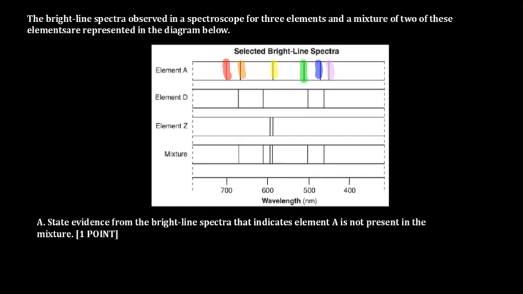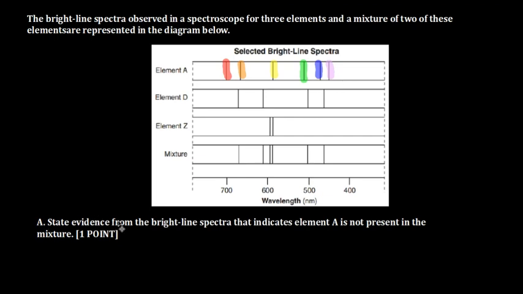Let's do some FRQ practice for this unit. The bright line spectra observed in a spectroscope for 3 elements and a mixture of 2 of these elements are represented in the diagram below. Boom! Now, this looks a little tricky on your paper because it's in black and white, but these spectra represent the visible light spectra, and I've colored in element A just to give you an idea of some representative colors that might correspond to these wavelengths of light.